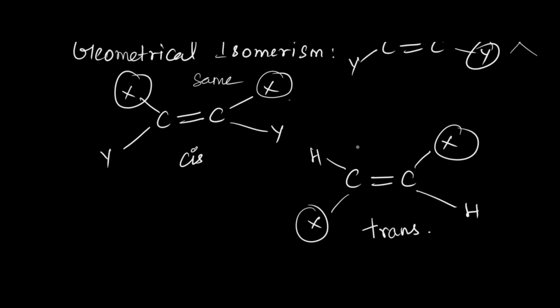So due to that, what will happen? The trans isomer will not have a dipole moment, but the cis isomer can have a dipole moment, and the boiling point of the cis isomer is more than that of the trans isomer. If you need more on geometrical isomerism, we already have a video on this. Please watch it. Let's dive into preparation of alkenes.